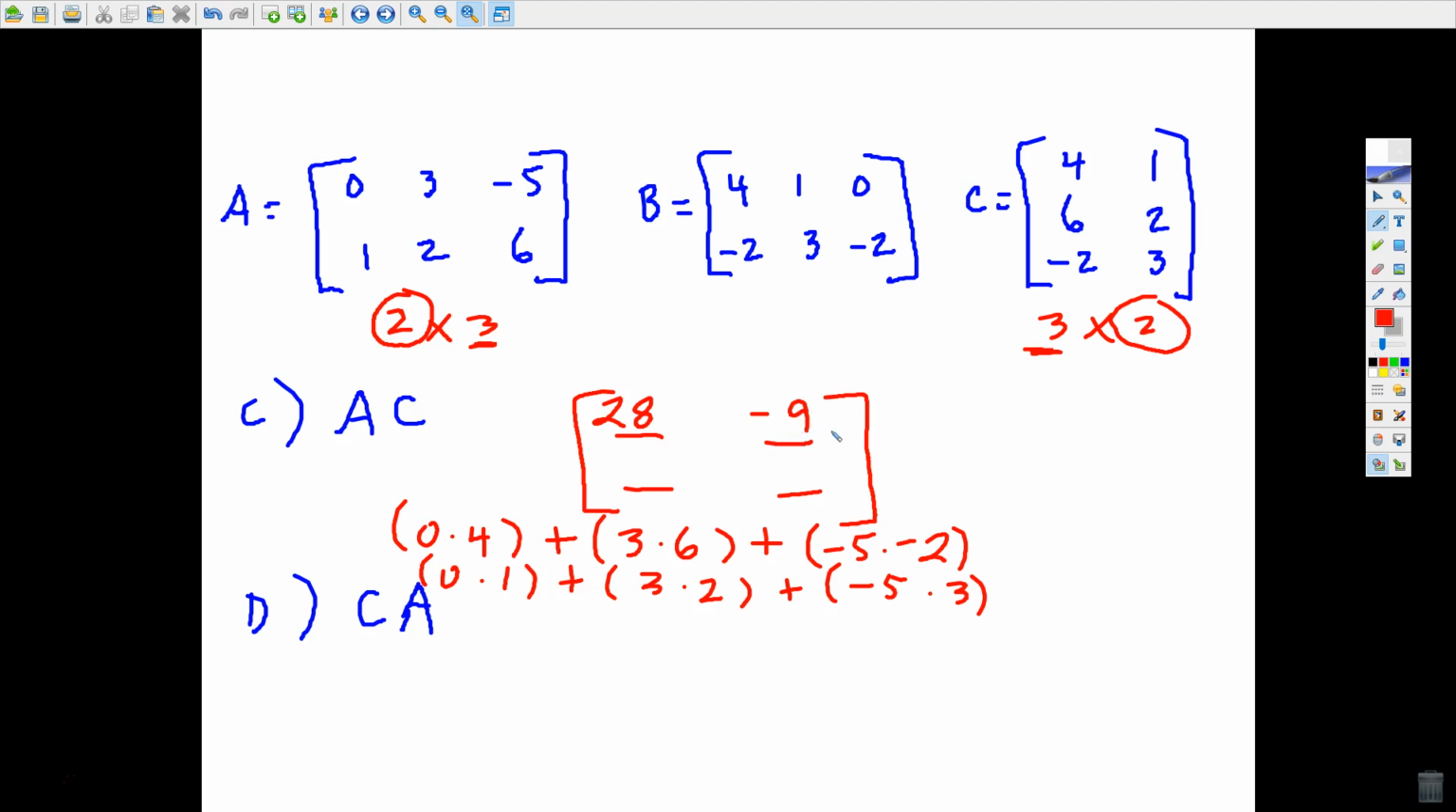And now we'll work on the bottom row. This is row 2, column 1. So I'm going to use row 2 times column 1. And I'll let you go ahead and see if you can fill in those bottom 2 parts of our product matrix.